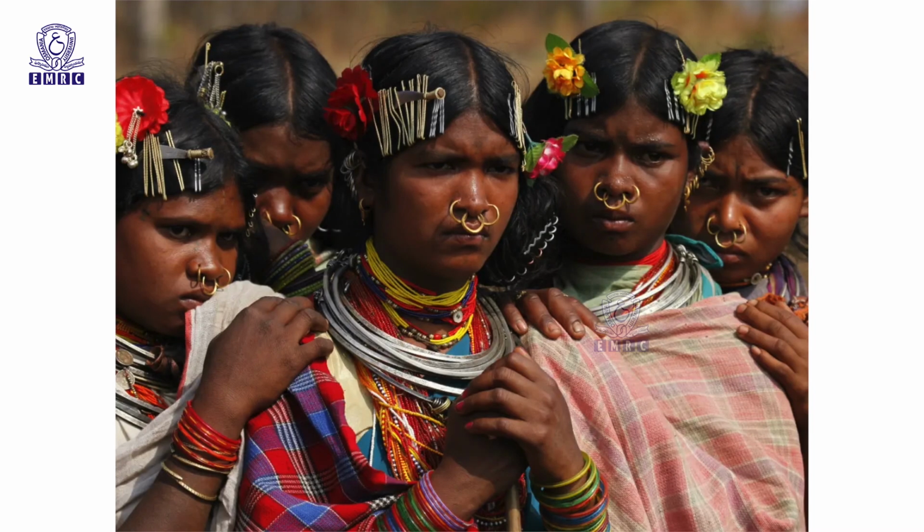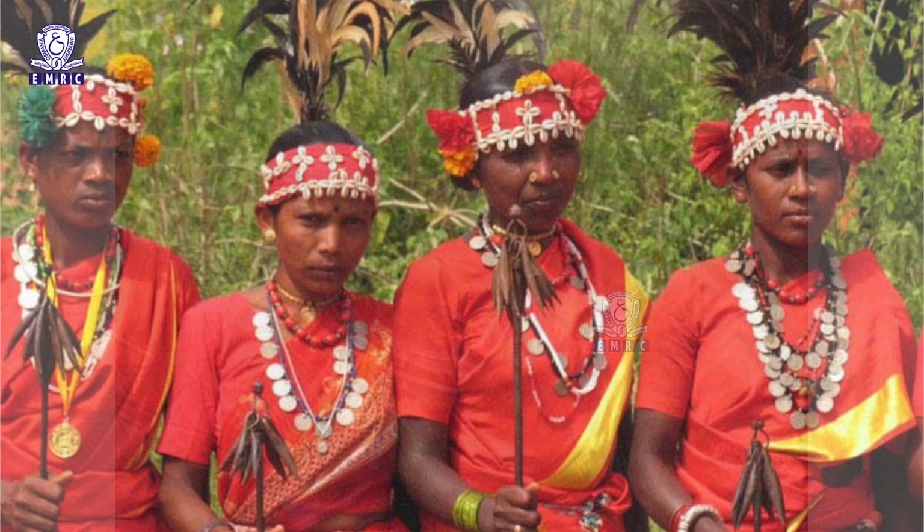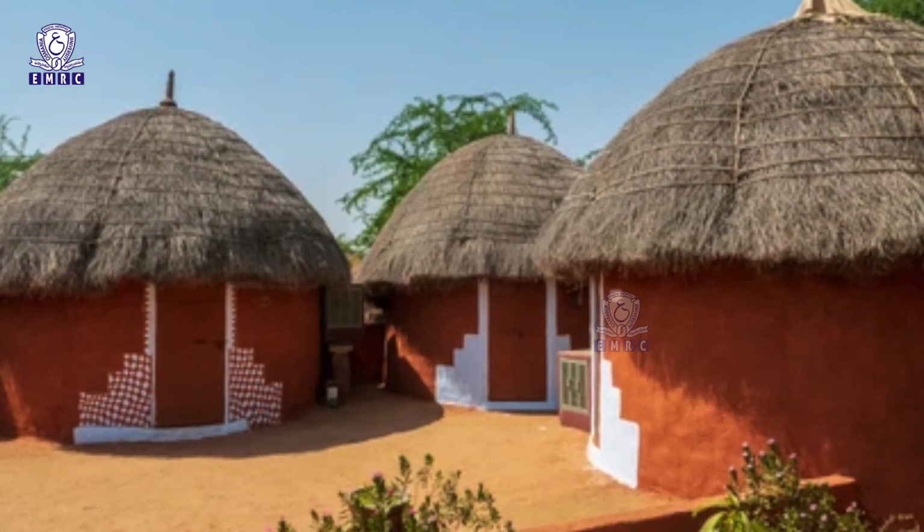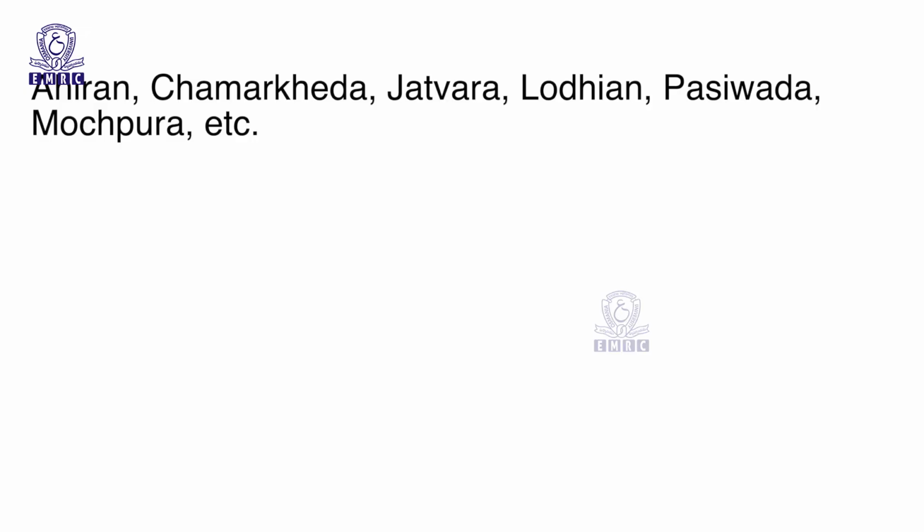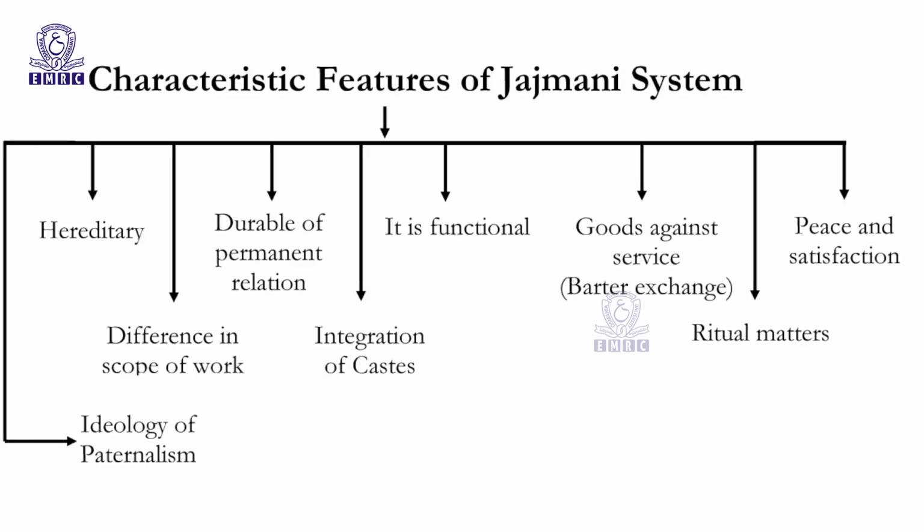In fact, the Chamars, the Mochis, Pasis, Jatwas, Mehtars and Dhanuk construct their houses slightly away from the houses of the upper caste. The hamlets and the purvas of the lower caste are known as Airan, Chamarkhenda, Jatwara, Lodhia, Pasivada, Mochpura, etc. These hamlets together with their inhabitants are closely linked with the main site under the Jajmani system and act like a single functional unit.